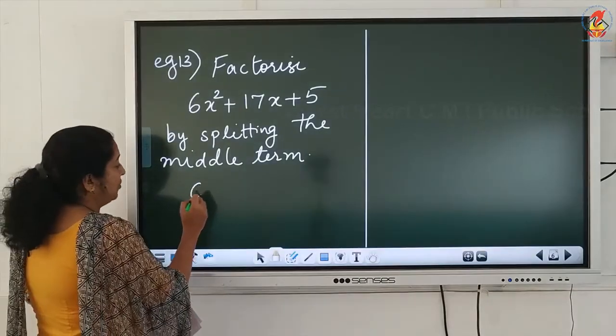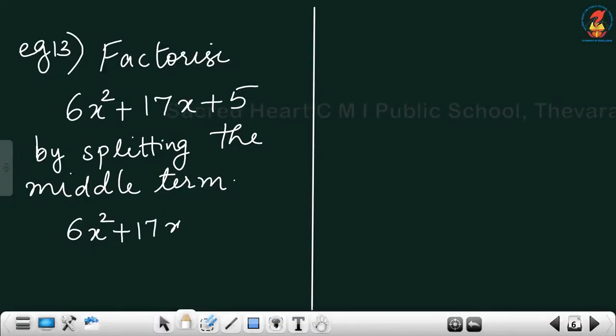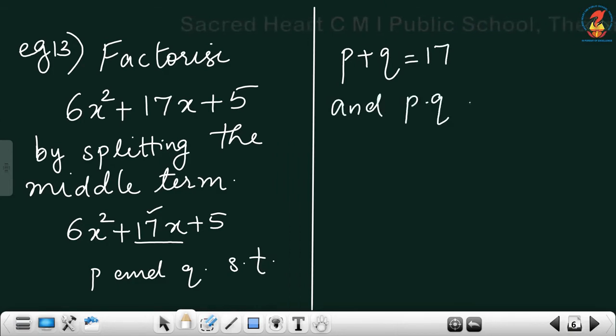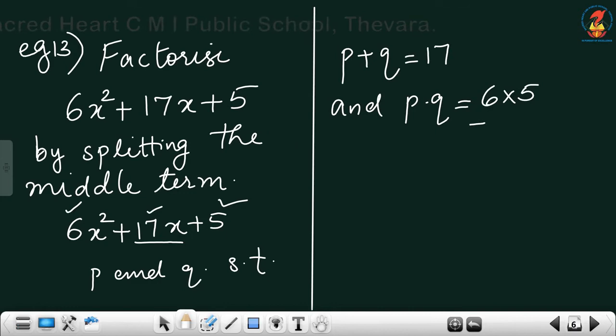So the polynomial given is 6x square plus 17x plus 5. Here the method which we are using is splitting the middle term. That means we have to split this. For this, you have to identify two numbers P and Q such that P plus Q is equal to 17 and P into Q is equal to the product of 6 and 5. 6 into 5, 30.